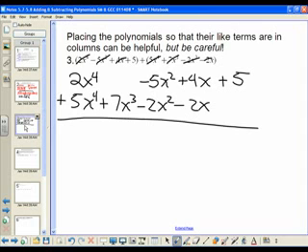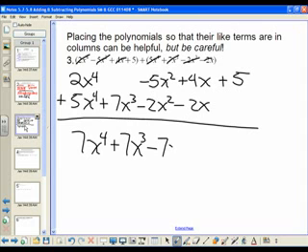So when we add them up, 2 plus 5 is 7x to the 4th. 0 plus 7 is 7x cubed. Negative 5 plus negative 2 is negative 7x squared. Positive 4 plus a negative 2 is positive 2x. 5 plus 0 is 5.